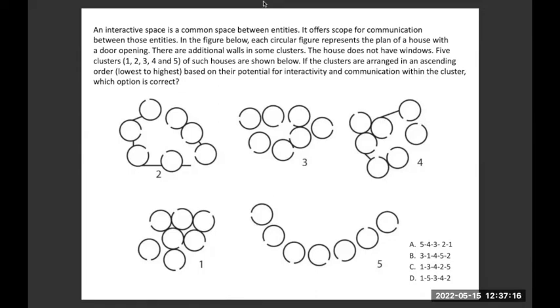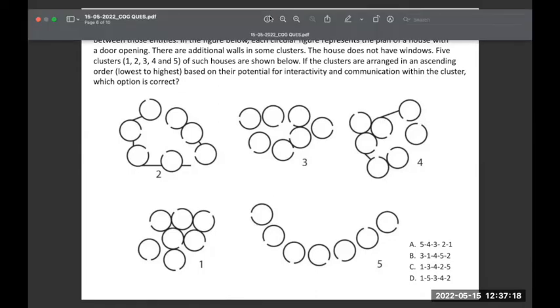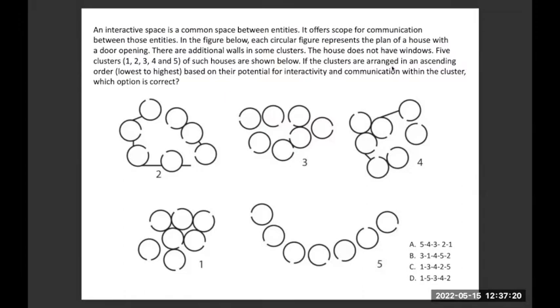Ma'am, the interaction is based on how close the clusters are or how the opening is related to all the clusters. I will say go back to the definition. What is written in the definition? An interactive space is a common space between entities. It offers scope for communication between those entities. Then I think one is the least interactive.